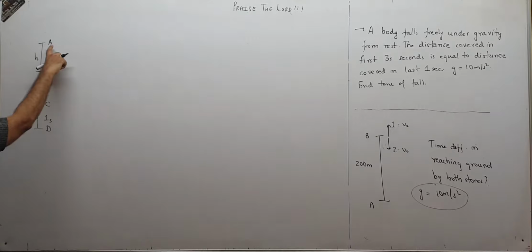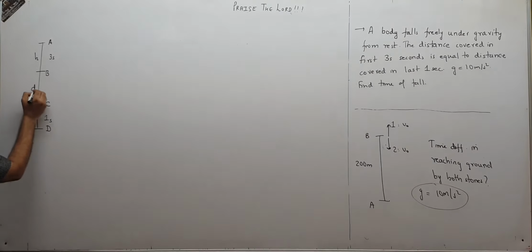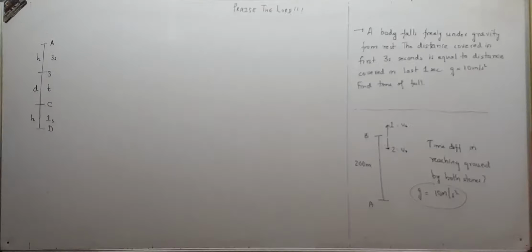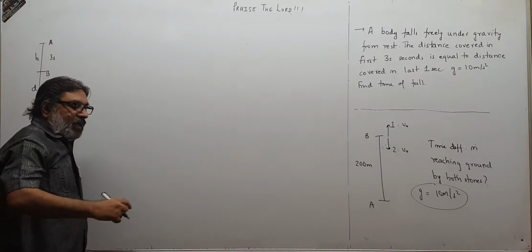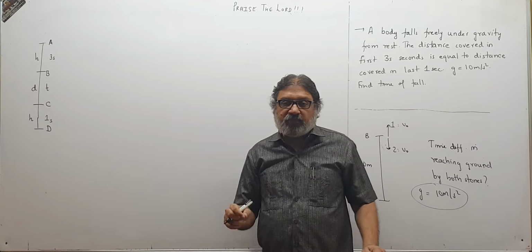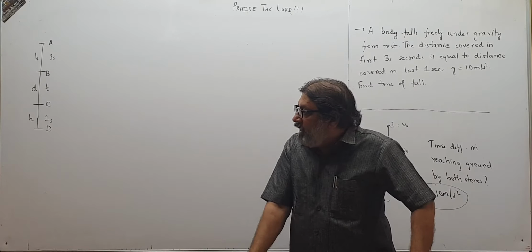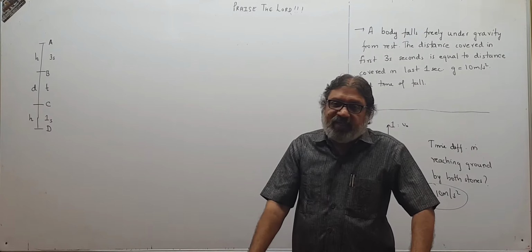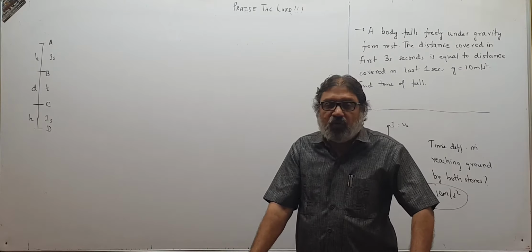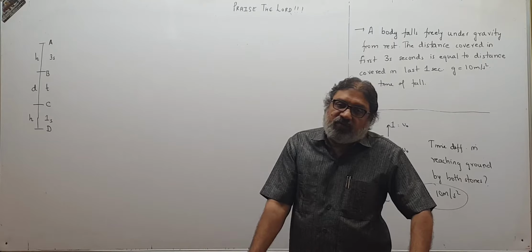Distance covered in the first 3 seconds is equal to distance in the last 1 second, so this also will be h. Let this be called D, and let the time of fall from B to C be T. So total time of fall will be T plus 4. So from A to B body falls for 3 seconds, a distance h. From B to C it falls a distance D in time T. And again from C to D in 1 second it falls a distance h, because it was told that distance in first 3 seconds is equal to distance in the last 1 second.